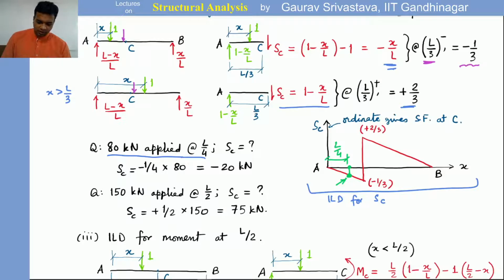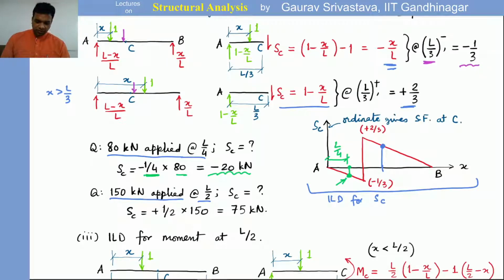That ordinate comes out to minus 1 by 4, and since an 80 kilonewton load is applied, we multiply that. So if an 80 kilonewton load is applied at L by 4, the shear force at C will be minus 20. Similarly, we can ask if a 150 kilonewton load is applied at L by 2, what is the shear force at C? For this case, we will go to a location of x equal to L by 2, and from there we will read the ordinate, and that ordinate will be the value of the shear force at C when the unit load is applied at L by 2.